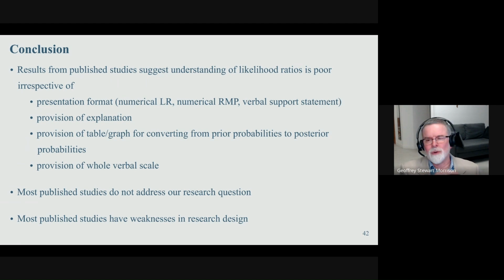But if I went back, I would show you that just the numerical likelihood ratio by itself worked equally as well or better than presenting the support statement plus the whole scale.